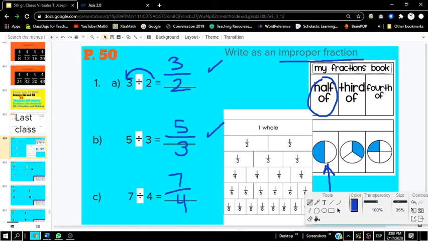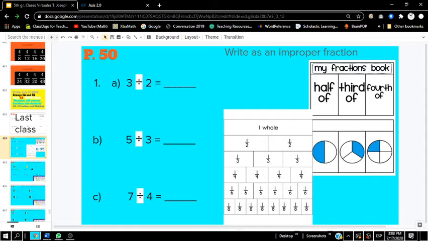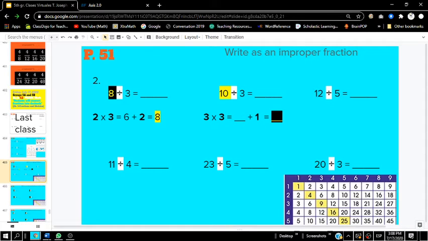All right, what we're going to do is go to the next page, page 51. On page 51, we're going to do a little bit different problem. We're going to write the division problem as an improper fraction, okay? As an improper fraction, we can take 8 divided by 3.